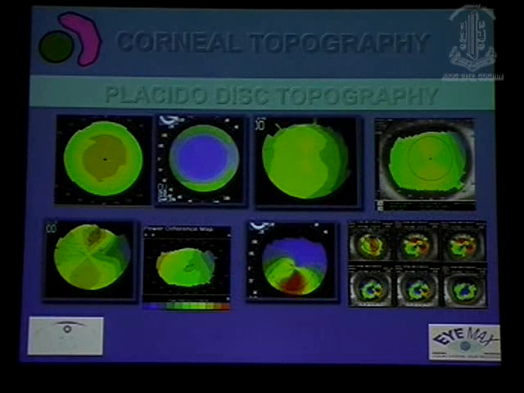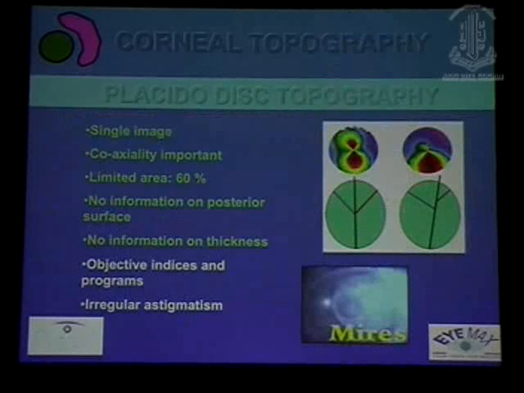disorder. And we can also study the cornea over a period of time and see whether there are any changes occurring in the cornea as a result of any procedure we have done or because of any disease that the cornea is having. However, it gives information only about the anterior surface of the cornea.